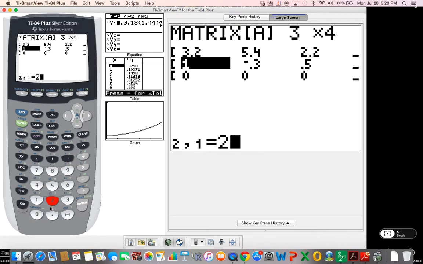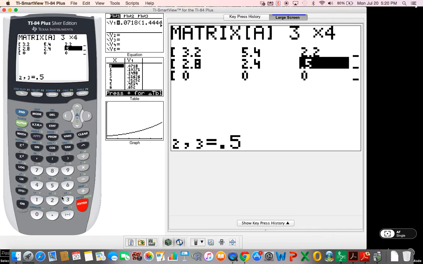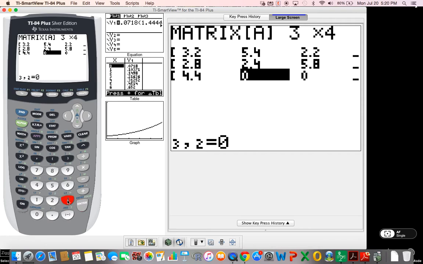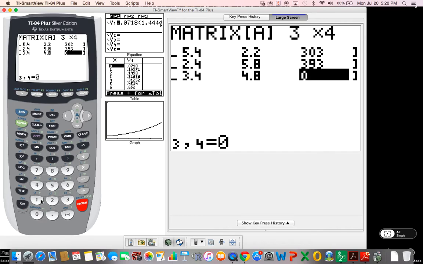I have 2.8, 2.4, 5.8, and 393. And finally 4.4, 3.4, 4.8, and all the quality assurance adds up to 416.